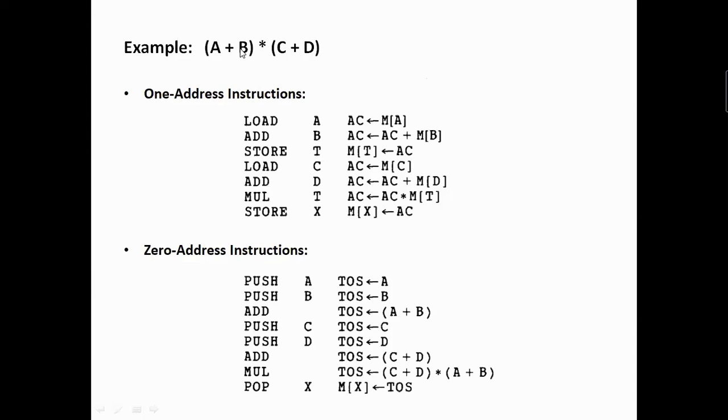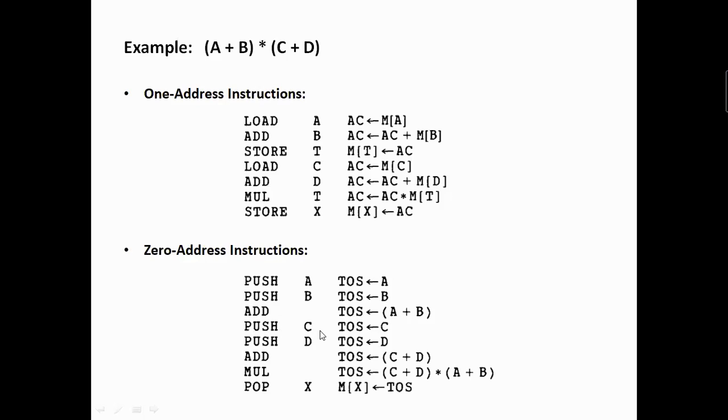We can see here, since we have to do A and B addition, first A will be pushed on the stack, then B will be pushed on the stack. TOS means top of stack. So A is pushed on the top of stack, B is pushed above it, then add is written with no address. This automatically means pop the top two elements, that is A and B, from the stack and perform this operation on them. Then the answer is stored onto the top of stack. So this is done.